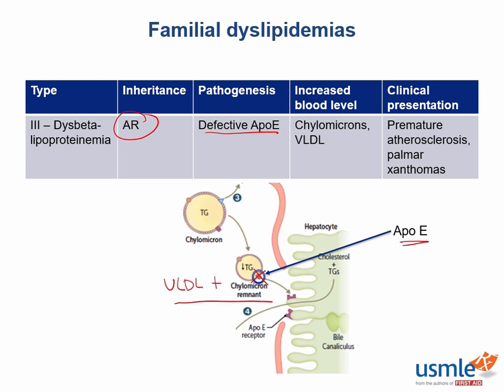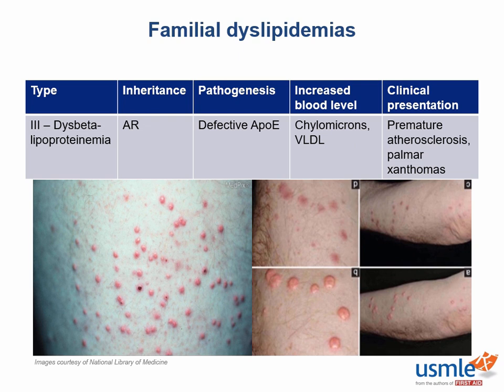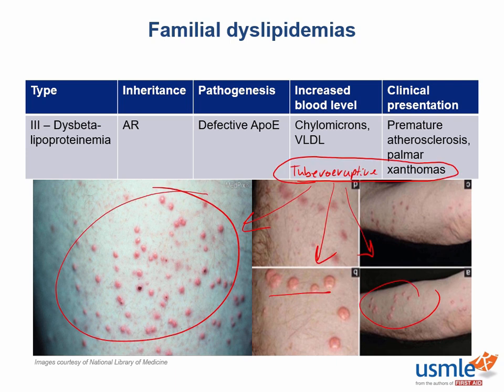So with all that, what do you think we'll find will be elevated in the blood? There you go, predominantly VLDL and chylomicrons. Now this type of familial dyslipidemia also increases your risk of atherosclerotic disease, as well as it leads to the development of tubo-eruptive as well as palmar xanthomas. And you can see a few examples of the tubo-eruptive xanthomas here.